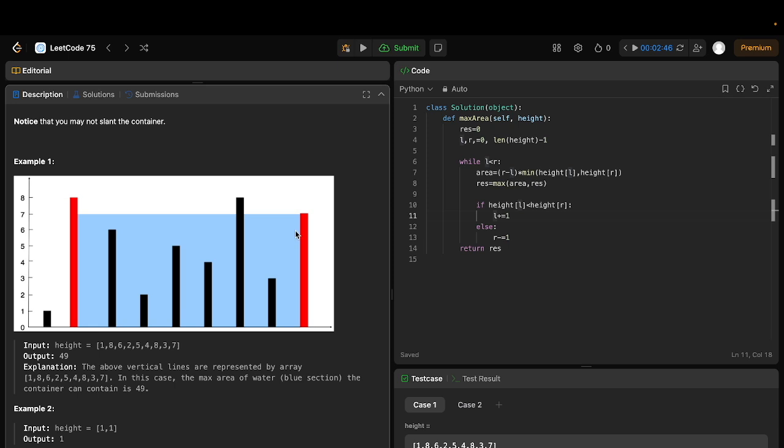And that's basically what this code does: anytime you find a height that's less than the other height, you just move that pointer inward, so you can potentially find an even greater height that could lead to the maximum area. So that's basically what this code does.